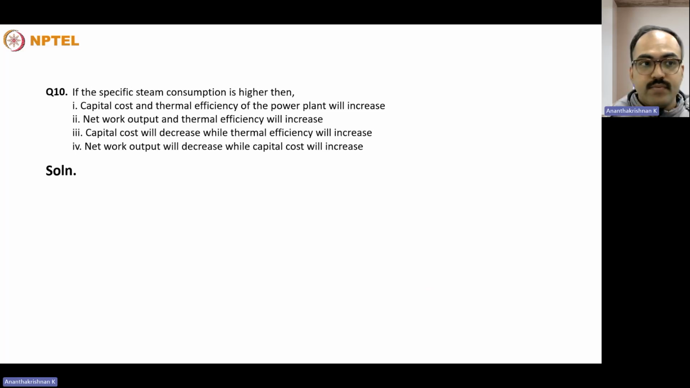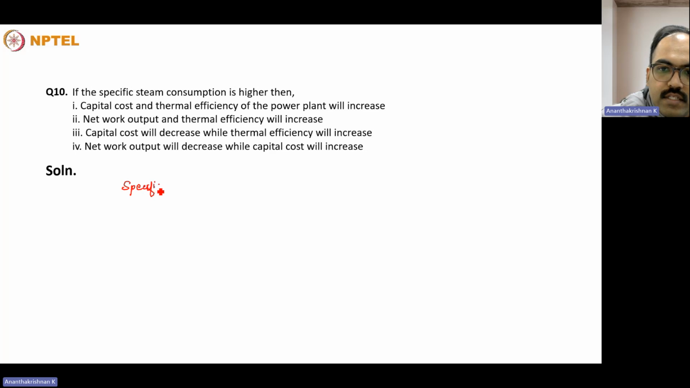Okay, if the specific steam consumption is higher, then the capital cost and thermal efficiency of the power plant will increase. Net work output and the thermal efficiency will increase. Capital cost will decrease while thermal efficiency will increase. Net work output will decrease while capital cost will increase. So you have to actually look at what is meant by the specific steam consumption.